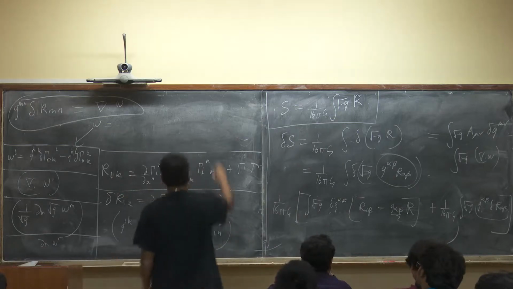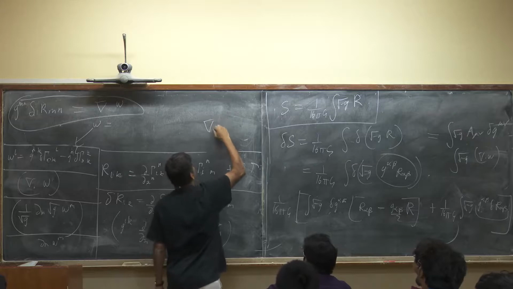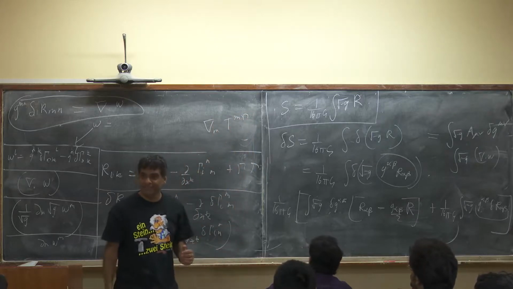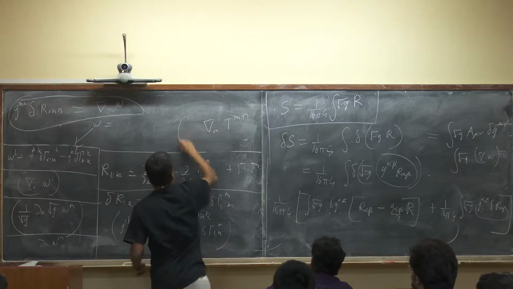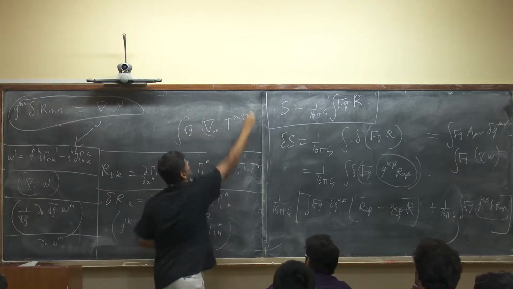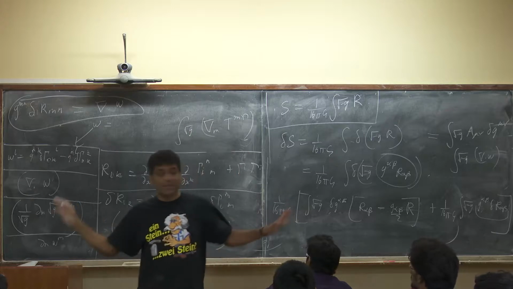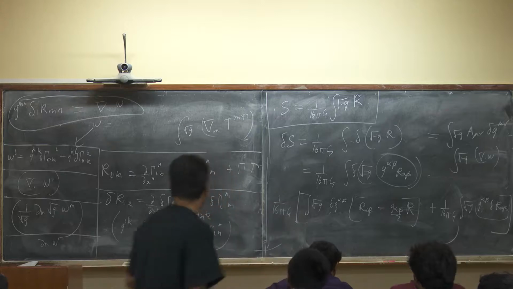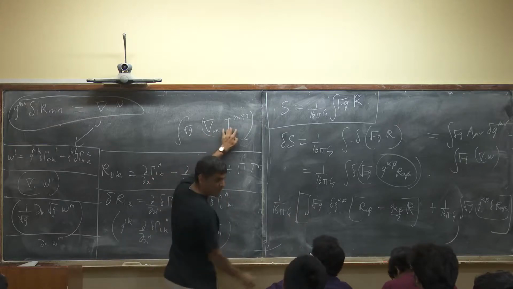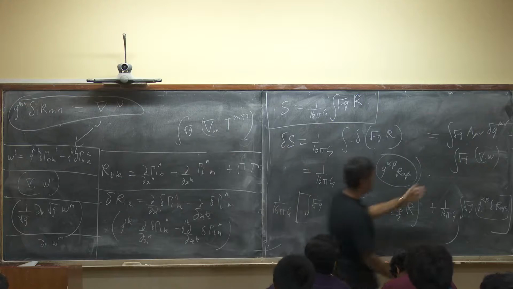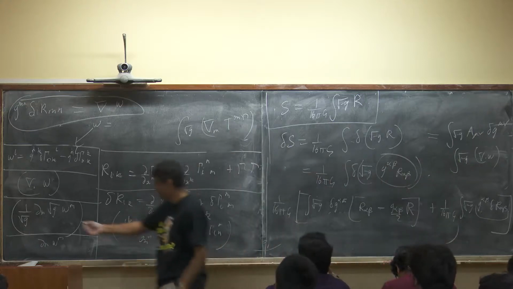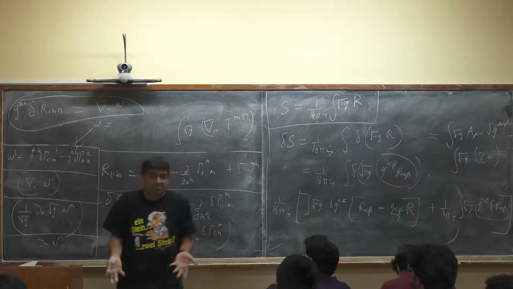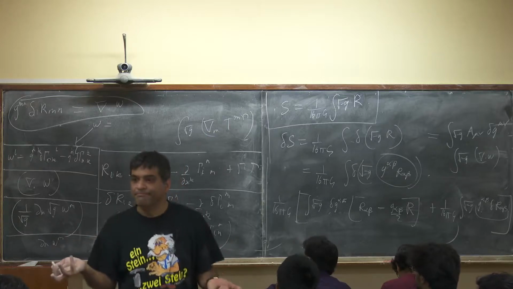However, if you had a divergence ∇_m of T^{mn}, where T^{mn} was, let's say, a symmetric tensor, this integral of square root g times this quantity is not a total derivative and cannot be integrated to the boundary. Because if you work out the explicit form of this formula, there's one term that looks like this, but there is a second term. And that second term involves some gammas.